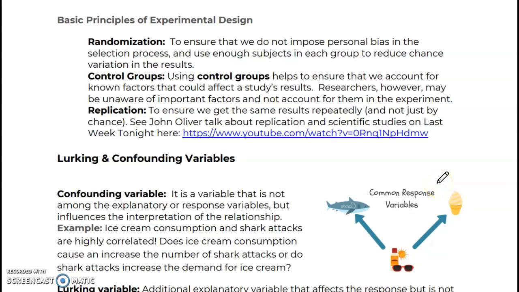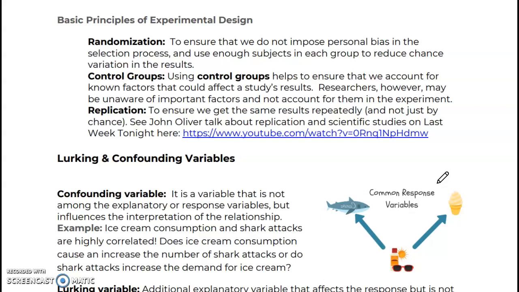The very last thing we're going to look at today is basic principles of experimental design and then also lurking and confounding variables. So there are some basic principles that we should make sure that we follow when we're doing an experimental design. The first one is we should include randomization, which means that we randomly assign our experimental units into the different treatment groups.